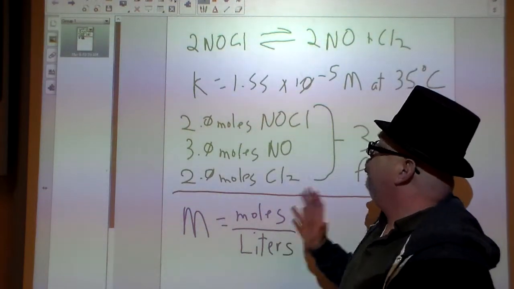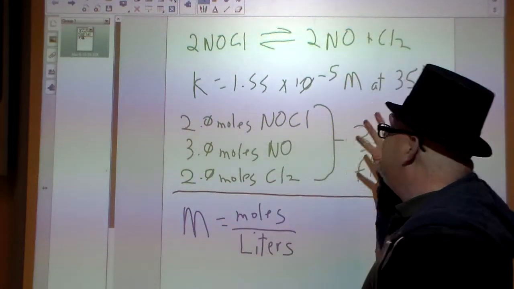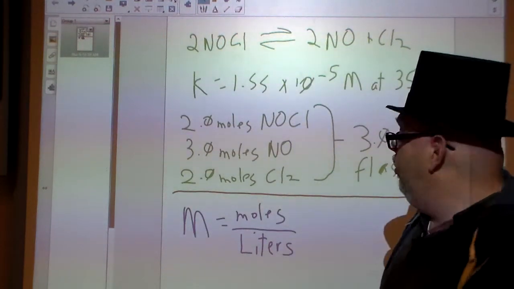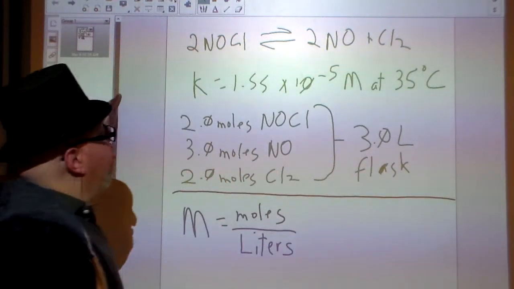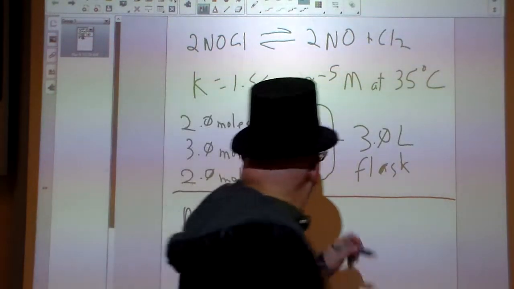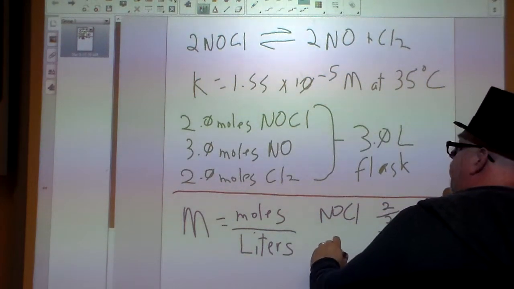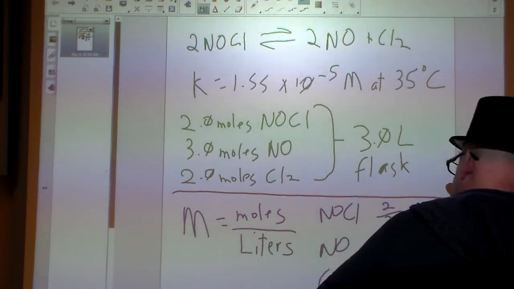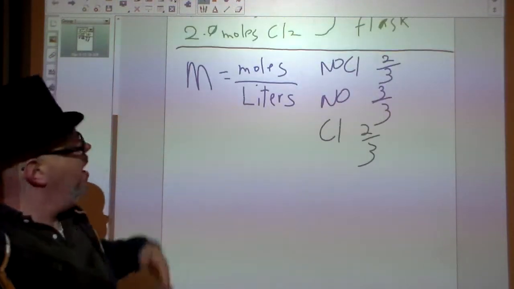The problem that you run into is that we cannot work with this. We just absolutely can't because it's not concentration. Remember, a mole is a number. But we do have molarity, which is moles over liters. That would be kind of an important thing. So if we take these and divide by 3, for NOCl it's 2 over 3, for NO it's 3 over 3, and for Cl2 it's 2 over 3. You're going to find that we have a different outcome.